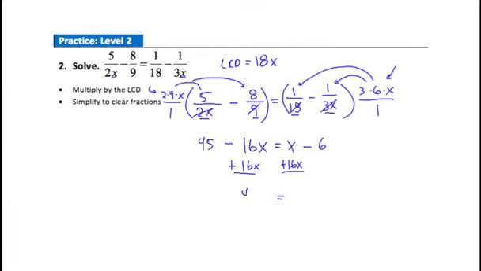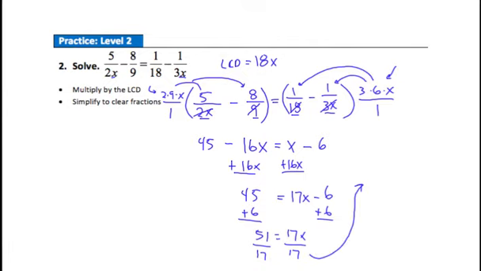Let's take a look. So that would leave me with 45 on the left side, and then I would have 17x minus 6. Add 6 to both sides. Looks like 51 equals 17x. Divide both sides by 17. And I think that 17 goes into 51 3 times, so our solution there is going to be just x equals 3.